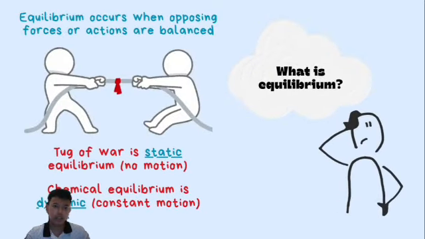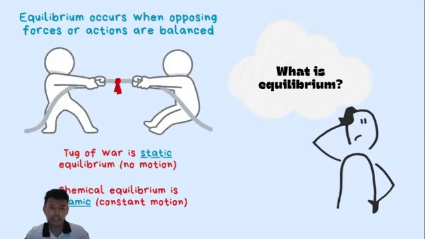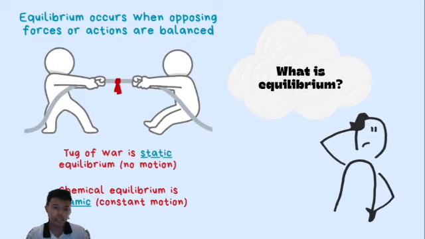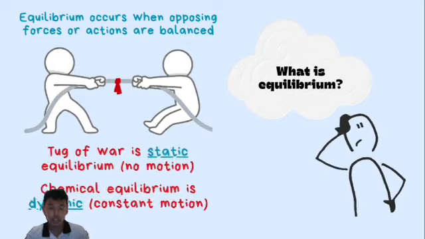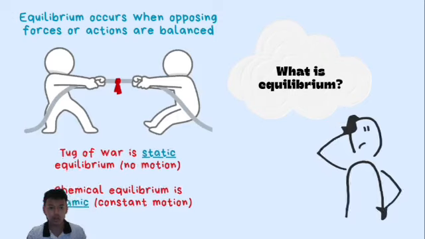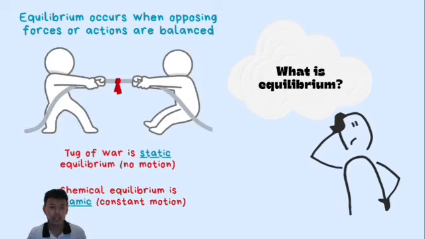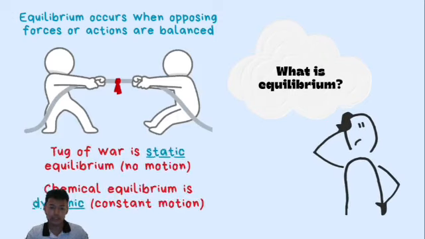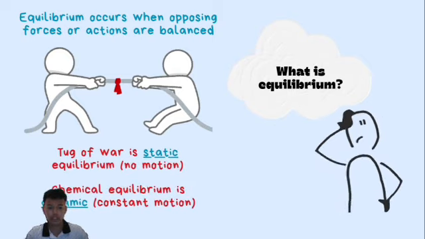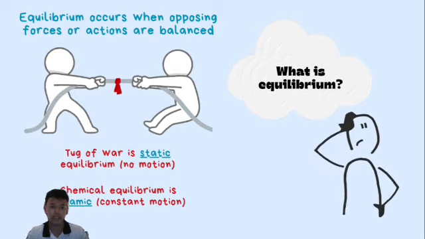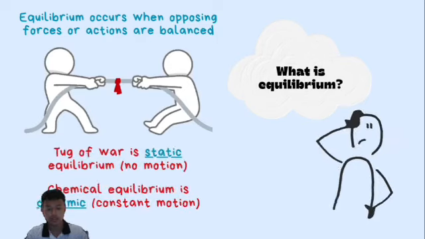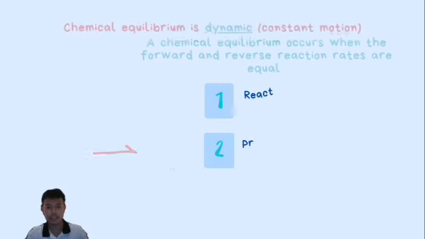Today I'm going to explain what equilibrium is. Equilibrium occurs when opposing forces or actions are balanced. We can take the example of a tug of war. Basically there is no motion going on because the forces are the same, so we call it no motion. Chemical equilibrium is dynamic, constant motion.